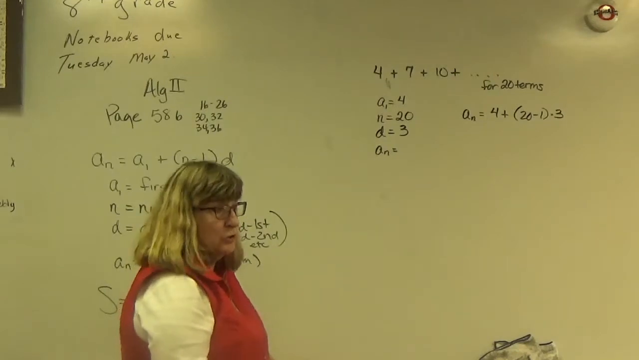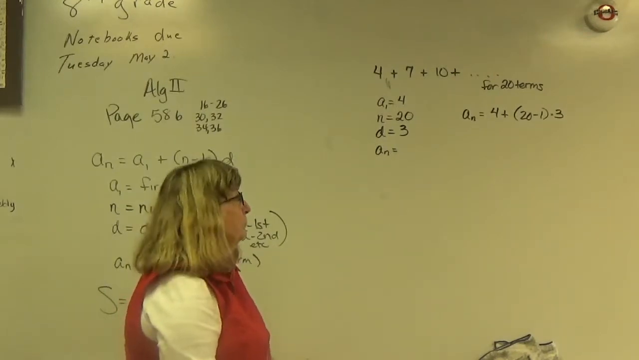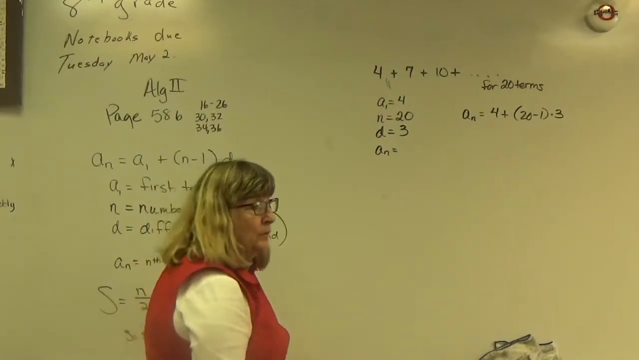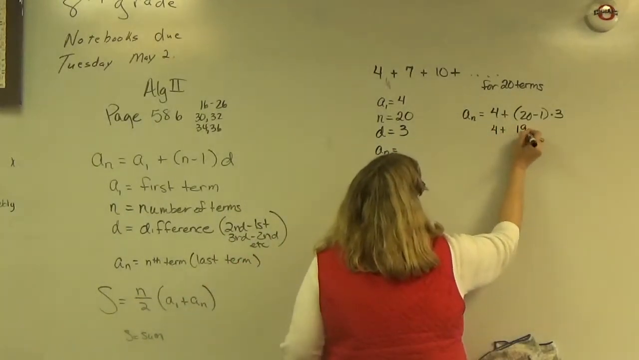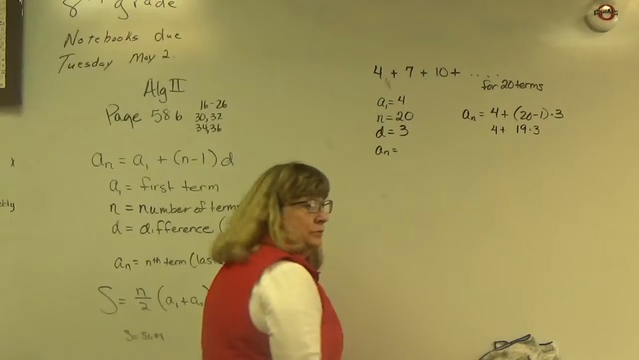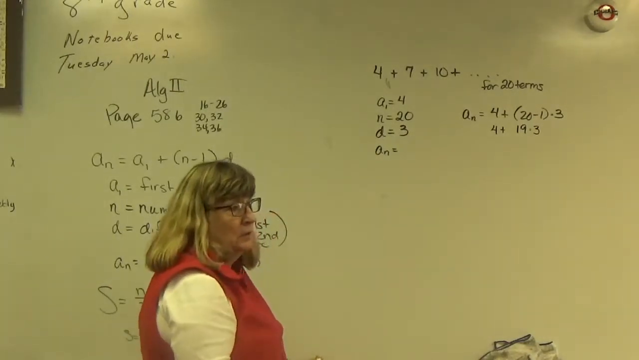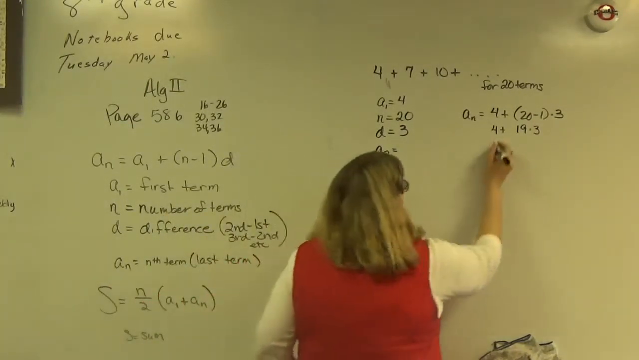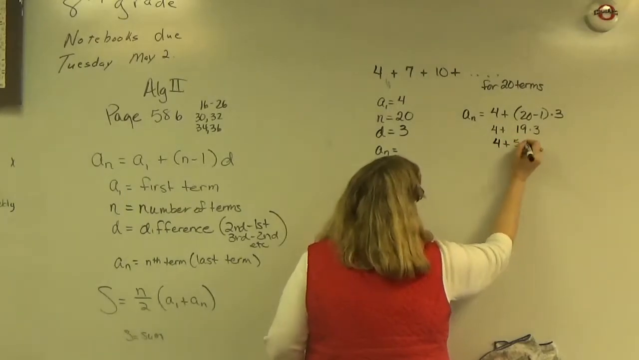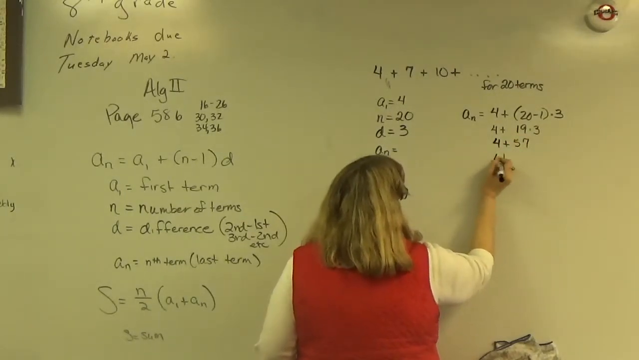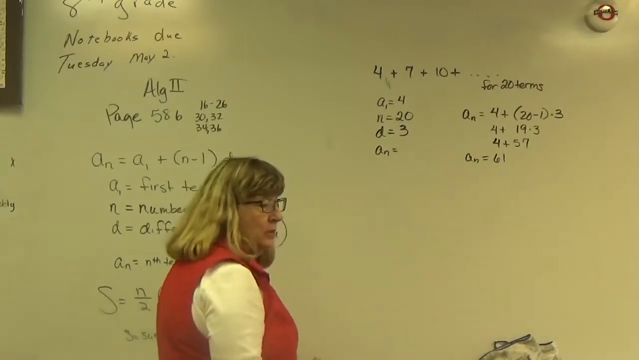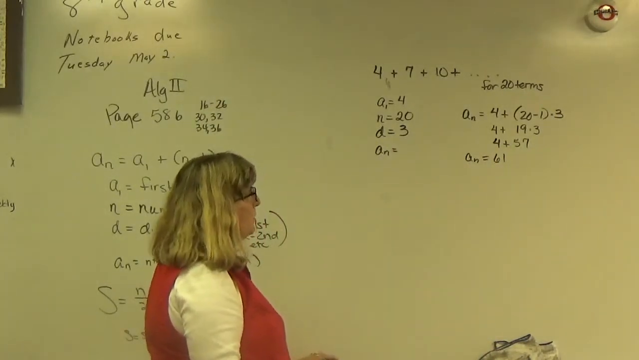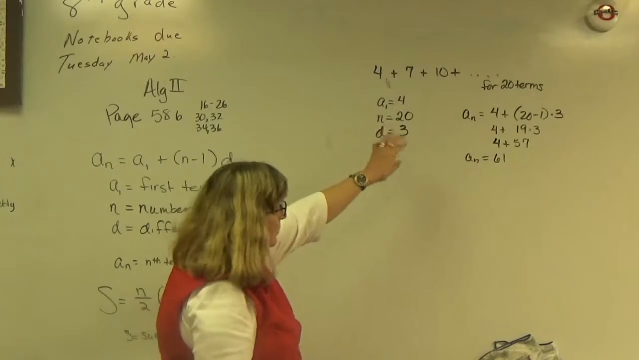According to order of operations, what do we have to do first, Spencer? Subtract 20 minus 1. You get 19, and then what? Multiply the 19 by 3, which is 57. And last, add 4. So we get 61.